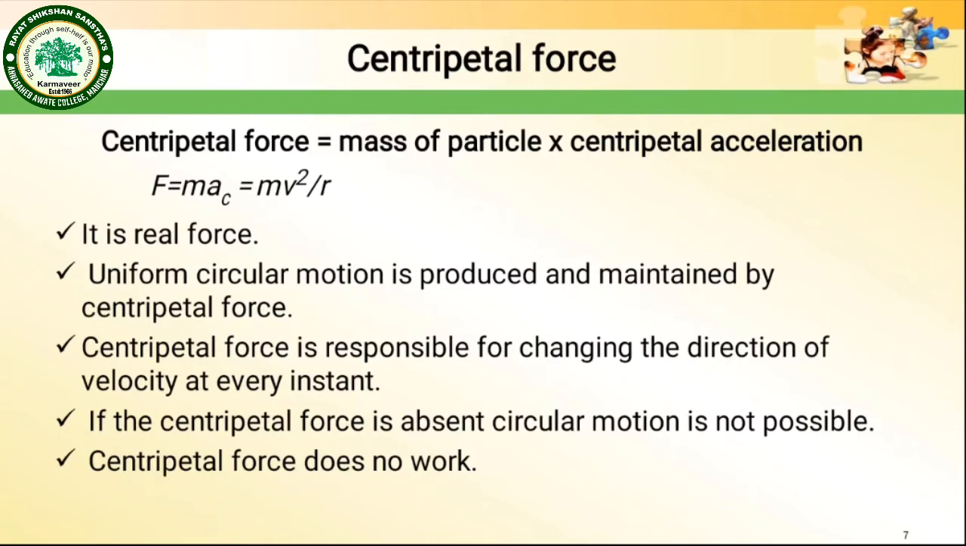Centripetal force is responsible for changing the direction of velocity at every instant. If the centripetal force is absent, circular motion is not possible. Centripetal force does no work because work done is force into displacement. So, here displacement is 0. Therefore, work done is 0.